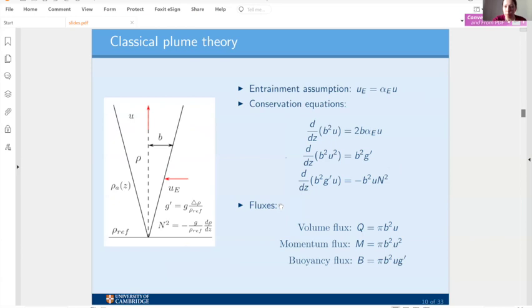Now, when we talk about a plume, we usually mean that a fluid of a different density is released at some source.